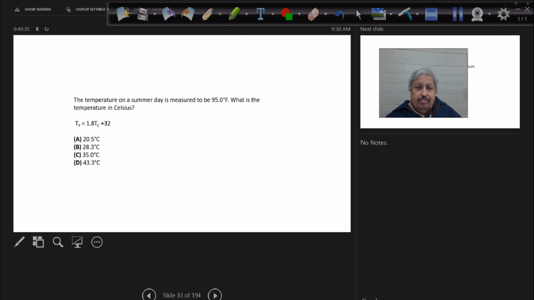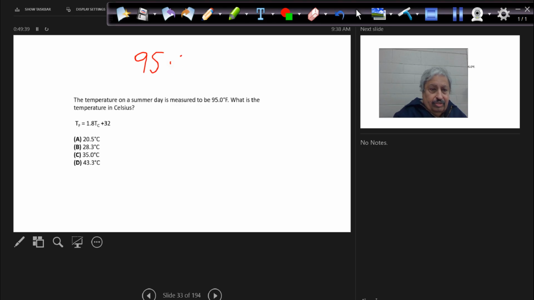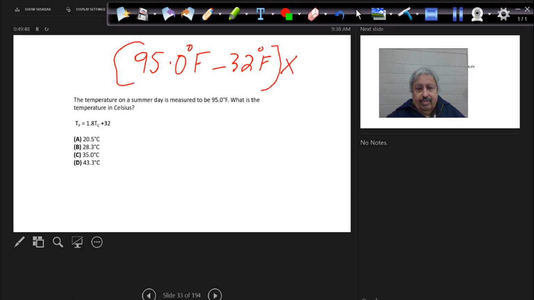I don't want you to memorize this, because when you come to memorize, then you will have a problem. 95.0 Fahrenheit minus 32 Fahrenheit, correct? And then you have 180 Fahrenheit to 100 centigrade Celsius. See how much you can get out of this. So we get the Fahrenheit out of our way by subtracting. We went down by 32 and then use the scale here.